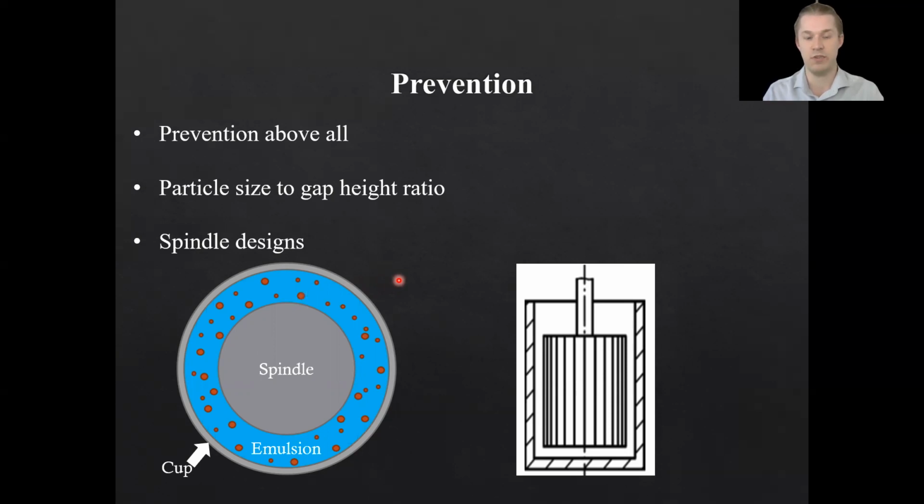We can also play with the spindle designs, working with something like this, where we had a serrated parallel plate with additional rivets to give more surface area and traction for our sample to hang on to. We can also use porous spindle designs as a second option to give that additional traction.